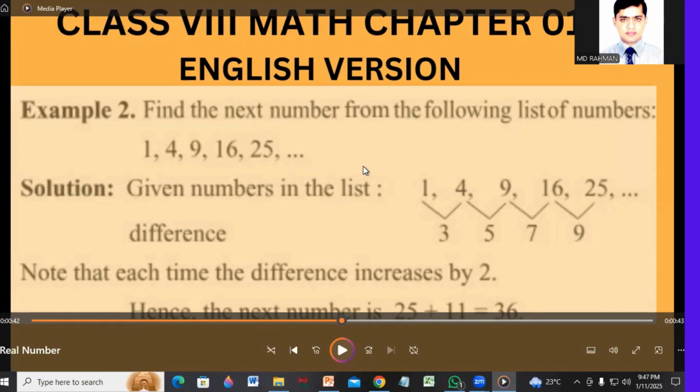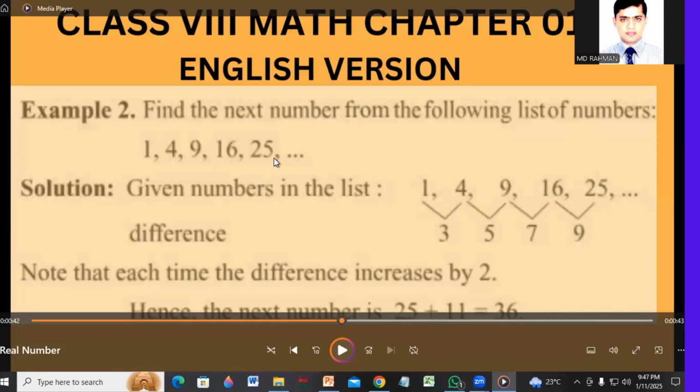You can see here, find the next number from the following list of numbers. There are some numbers given here, and you have been asked to find the next one. You can see here 1 plus 3 equal to 4, 4 plus 3 equal to 7, but there is 9, right? So given the numbers in the list, you can arrange here 1, 4. So 3 plus 1 equal to 4, 4 plus 5 equal to 9. This is the main number series we have been given in the math. So you can arrange this in a way.